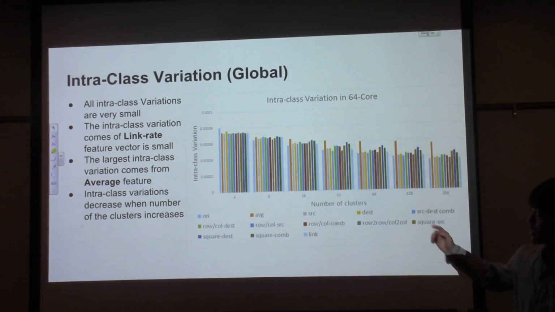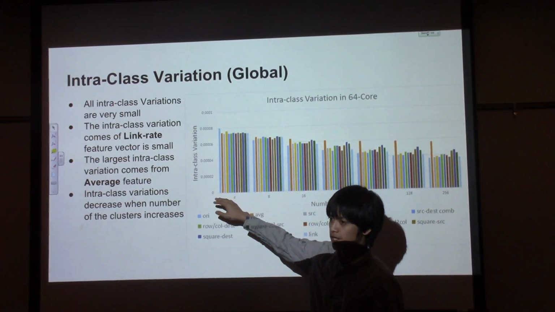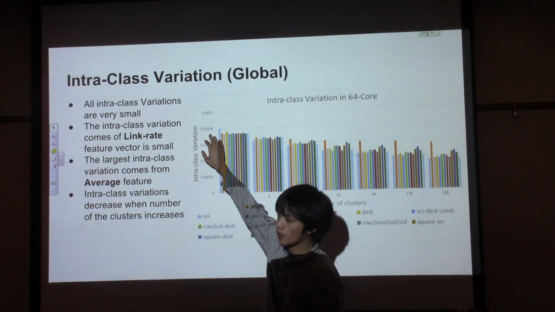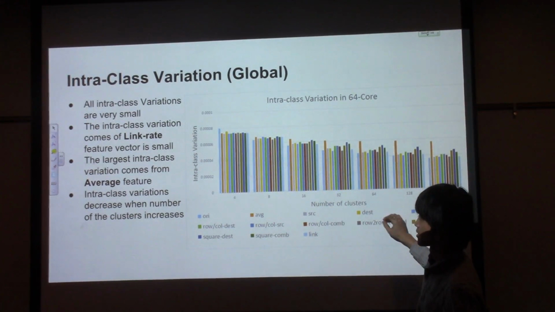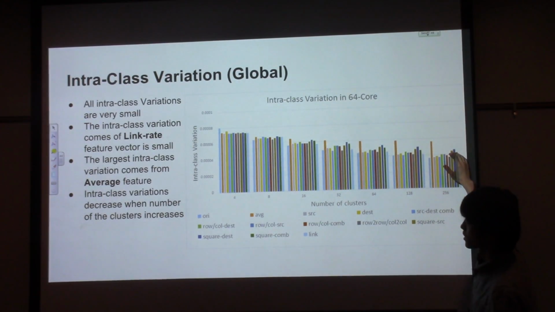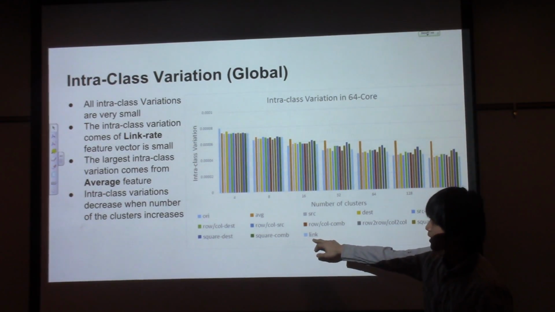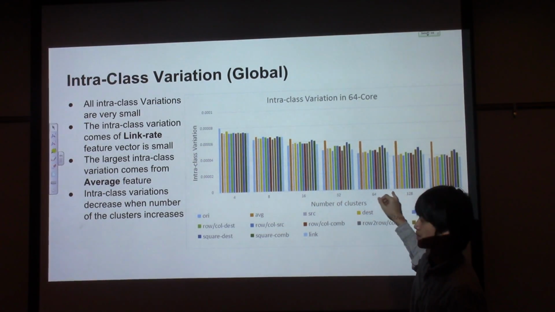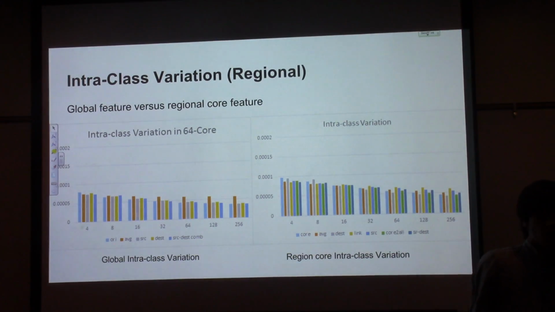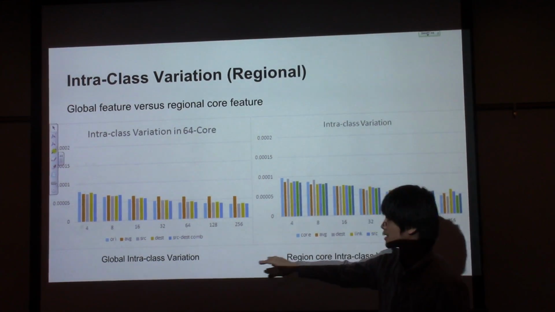So this is the intra-class variation for the global data set. All the intra-class variations are very small. It's 0.408, and that's the biggest one. When the number of clusters increases, the variance decreases. I also want to mention that the link feature we add into the feature set is also relatively smaller compared to the others. So we also compare the regional set with the global set.